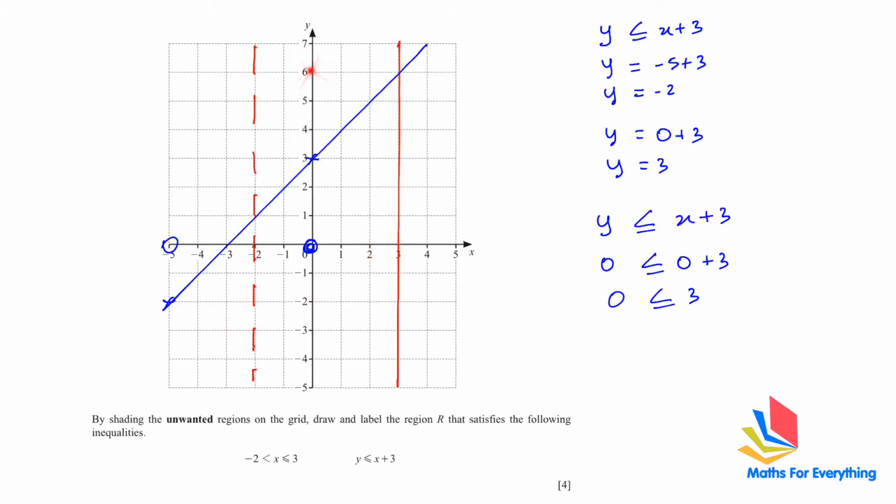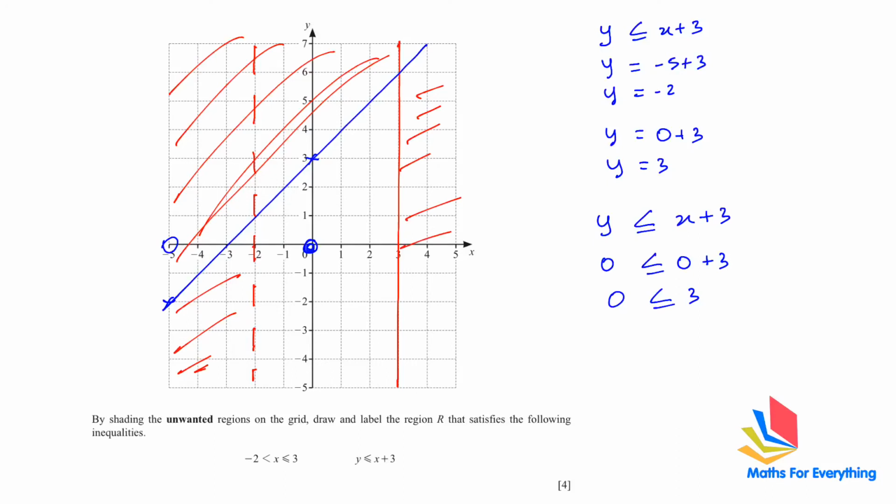So this is our wanted region, and the top part is the unwanted region. So shade that part and this part. We are left with the middle part, which is the region that we are looking for. So this is R.